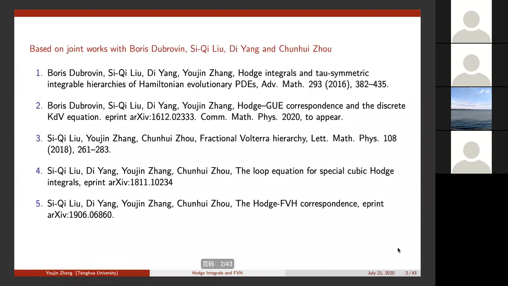So my talk will be based mainly on the following references. Let me explain what these papers are doing. The first paper is with Boris, Sichi Liu, Dian, and myself. In this paper, we define some Hamiltonian integrable hierarchies we call the Hodge hierarchy for any semi-simple Frobenius manifold. In the case of quantum cohomology, some particular tau function of this integrable hierarchy gives the generating function for the intersection numbers of psi classes together with the descendants and also the top Chern classes of the Hodge bundles.